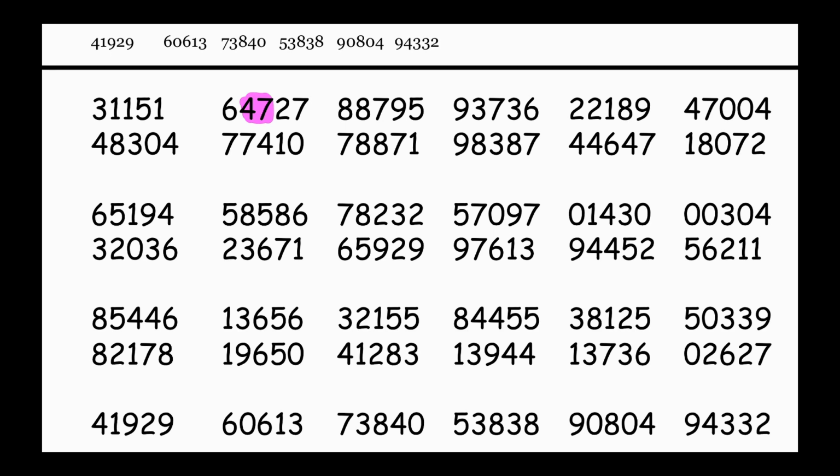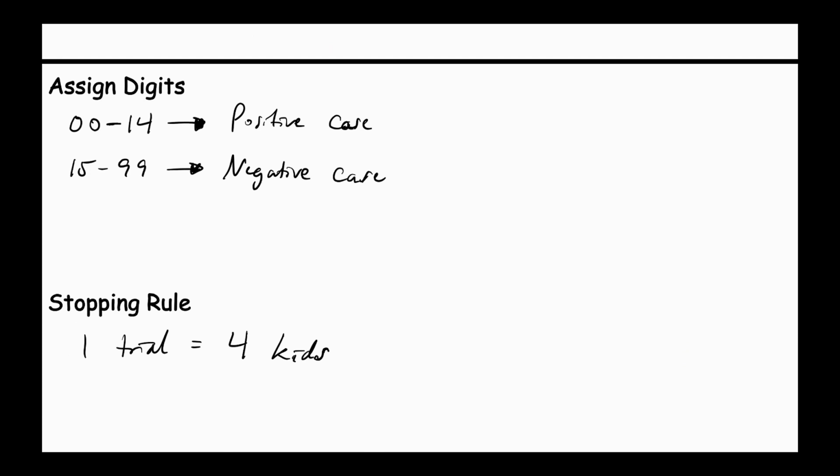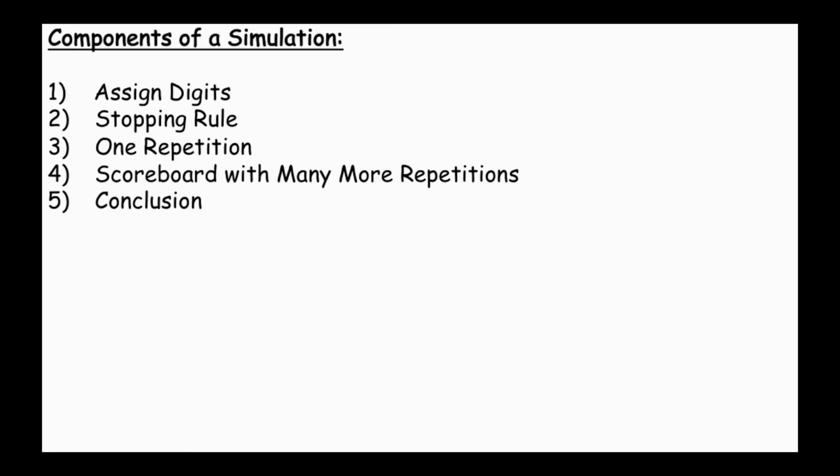Okay. So now I need the next four. The next child is going to be 27. Then the next one after that will be 88. Then 79. Then 59. So how many kids got sick that time? 0 again, right? Because our rules state that 0 to 14 is a positive case. Negative case was 15 to 99, and it looks like all of those were there.